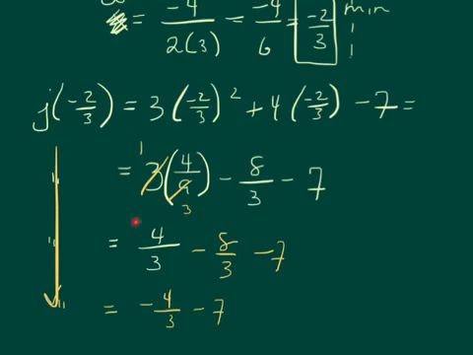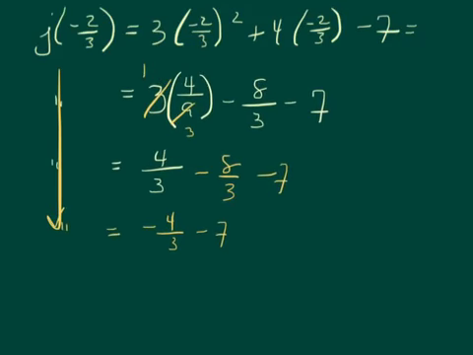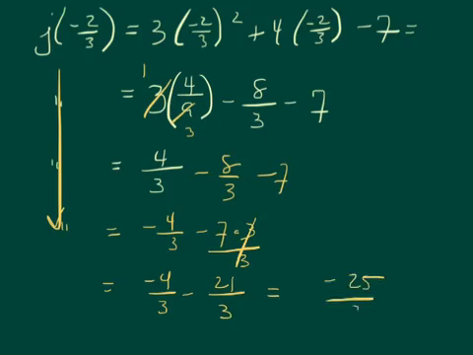Again, 4/3 minus 8/3, subtract the numerators, 4 minus 8 is negative 4/3, minus 7. And at this point, you'd have to convert the 7 into thirds. How many thirds is 7? 21/3, right? How do we do that? We multiply by 3 over 3. That gives us 21/3. Negative 4/3 minus 21/3 is negative 25/3. Now, as a decimal, that's simply negative 8.3 repeating.